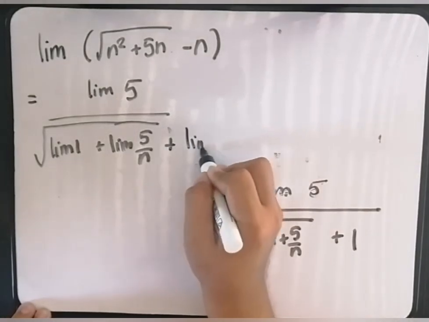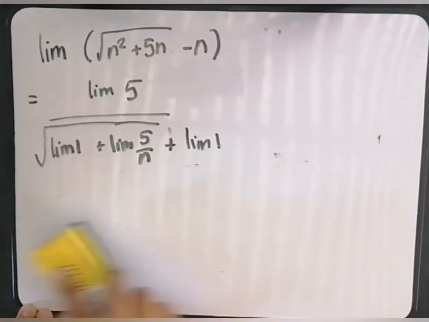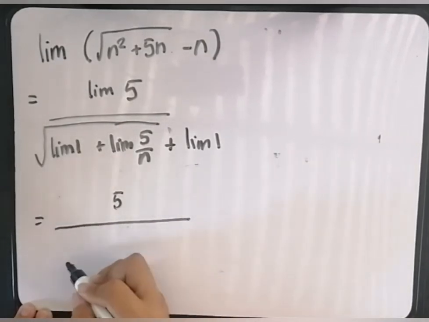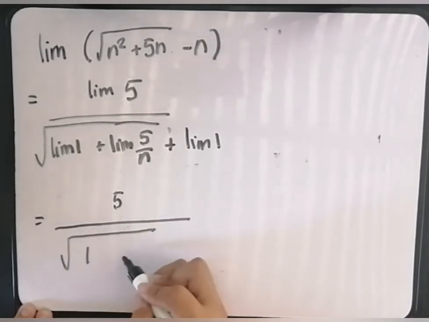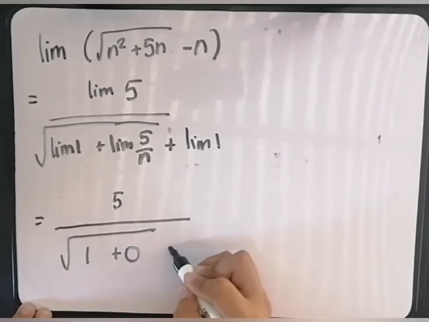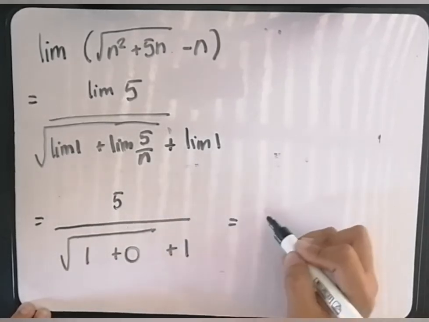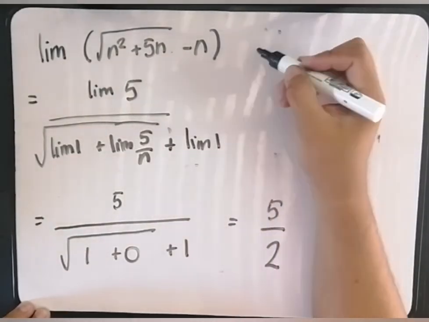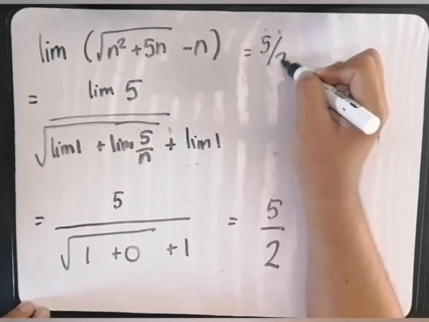Plus the limit of 1. Okay? So this gives now 5 over the square root of 1 plus 0 plus 1. So we now have 5 over 2. Therefore, the limit of this now is equal to 5 halves.